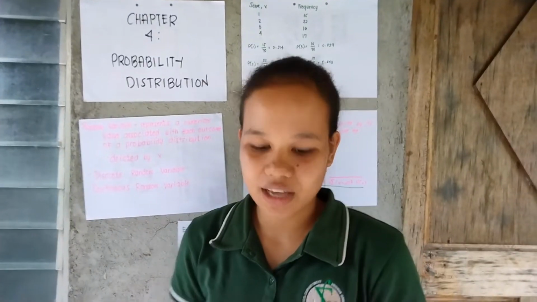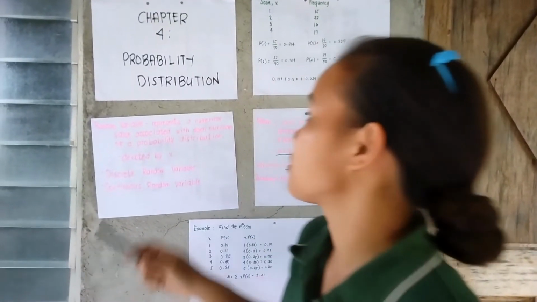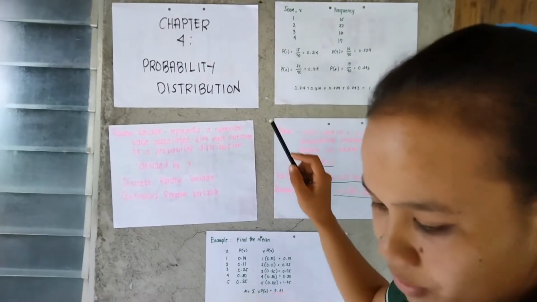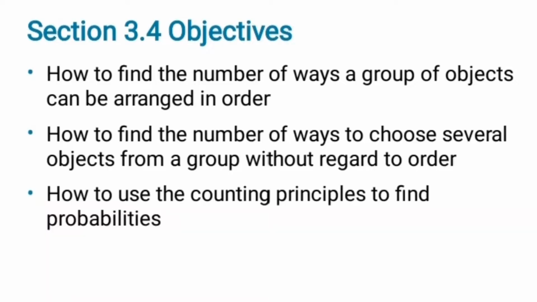So, good day everyone. I'm going to discuss Chapter 4, Probability Distribution. The objectives are how to find the number of ways a group of objects can be arranged in order, how to find the number of ways to choose several objects from a group without regard to order, and how to use the counting principles to find probabilities.